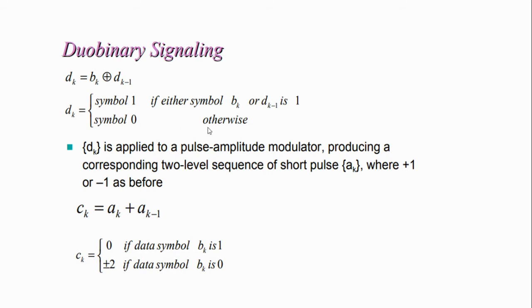Here, t_k is applied into the pulse amplitude modulator, producing the two-level sequence a_k of plus 1 and minus 1, and c_k is equal to a_k plus a_(k-1), and c_k equals 0 if the p_k value is 1, and plus or minus 2 if the data symbol p_k is 0.